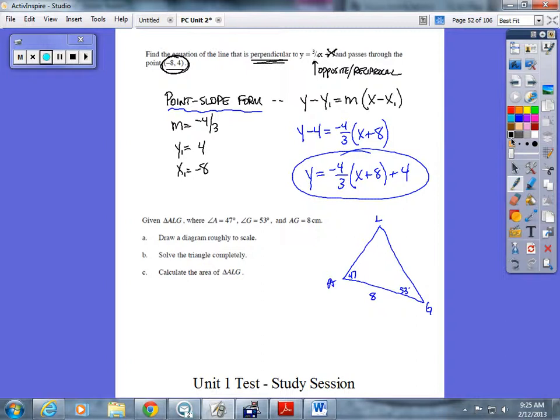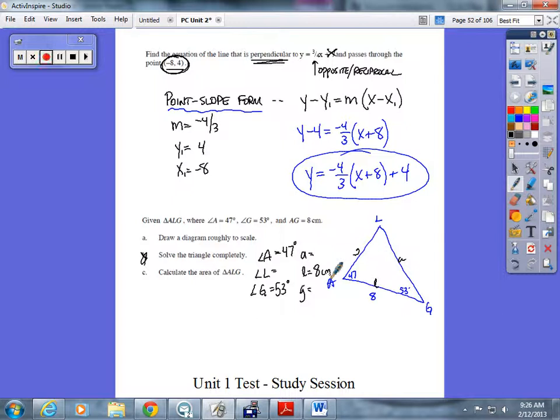All right, we need to solve the triangle completely here. So again, if it were me, I would make that list: angle A, L, G, side A, side L, side G. Fill in what we know. We know side L is 8. We know angle A is 47. And we know angle G is 53 degrees. That's centimeters. Then we begin by finding anything that we can about this triangle.